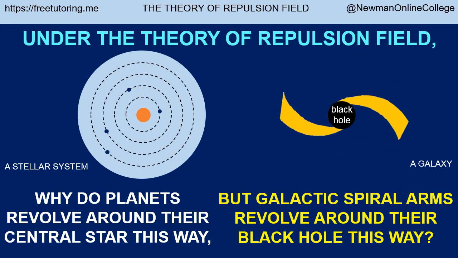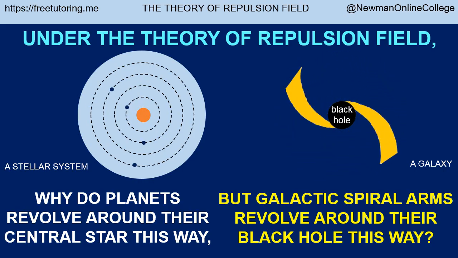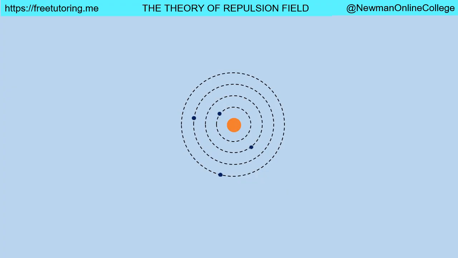What causes this difference? This video will provide the detailed answer to this question by adopting the theory of repulsion field. It makes sense that, in a stellar system, for example, the solar system, the inner planets must revolve around the central star at faster angular speeds than the outer planets, because the gravitational force can be considered as the only force that the central star exerts on its surrounding planets. The closer the distances from the planets to the central star are, the greater the gravitational forces that the central star exerts on them are.